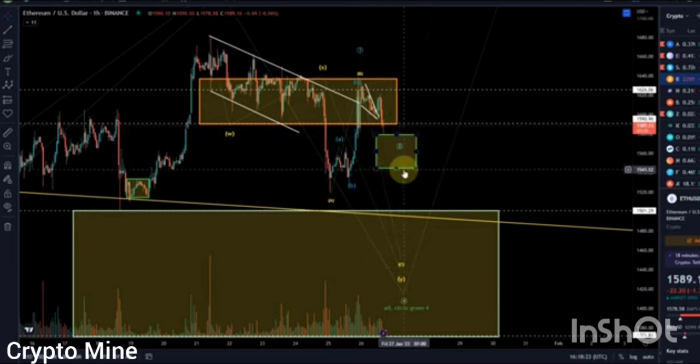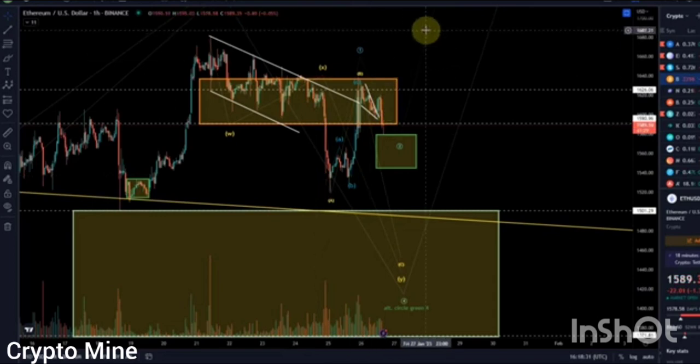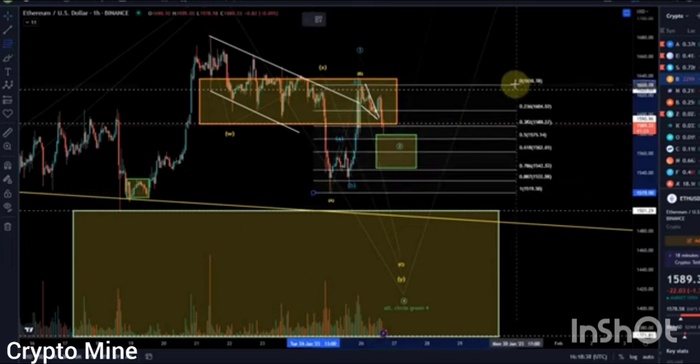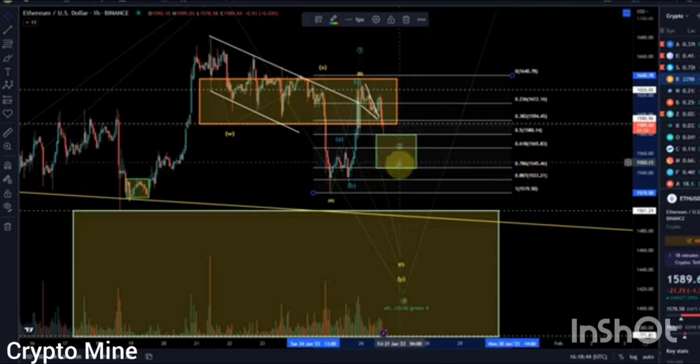zone. Yeah, so I've just updated the channel members on Discord and Telegram about that there is of course a chance to find support here in some kind of a diagonal structure. We're going to talk about that in a minute. But if we drop below this area, and this is sort of, you know, the key support here is the 1545 level, the 78.6 fib level.